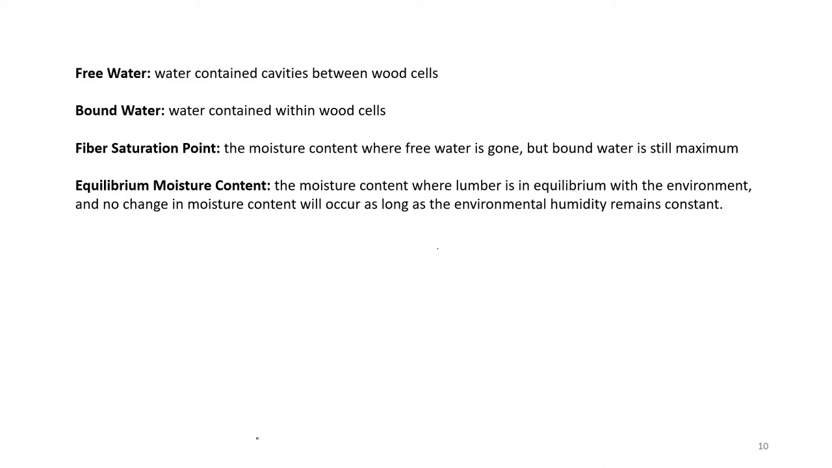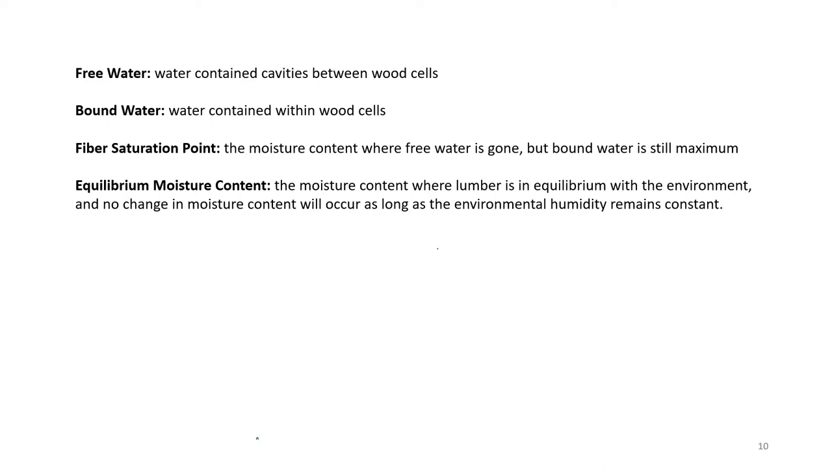Eventually, as you drive more and more water off, say you're air drying it or oven drying it, you drive out all of the water that is between cells. This point is referred to as the fiber saturation point, or the FSP. FSP is probably something you'll see often when reading on topics of lumber and wood. At the fiber saturation point, all of the free water has been driven off. Then, as you drive it out further, you move on to the moisture that is contained within the wood cells themselves. This water is referred to as bound water.